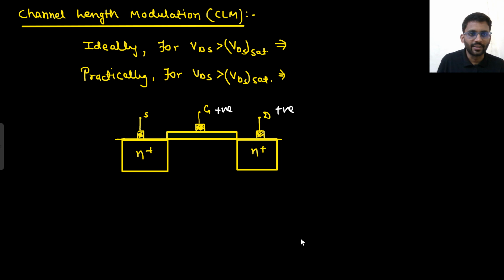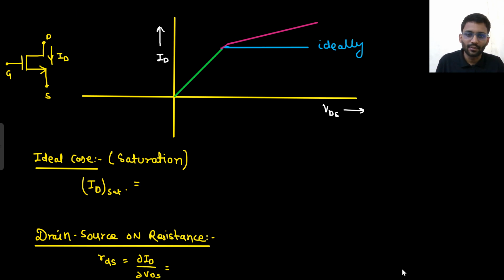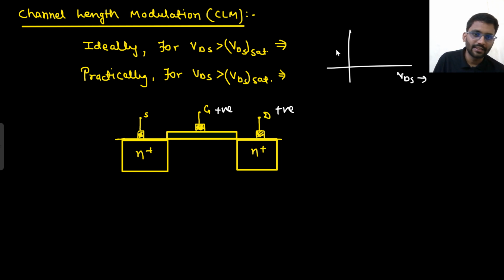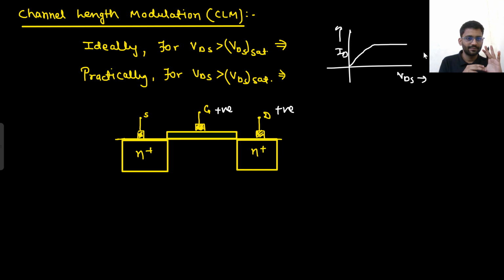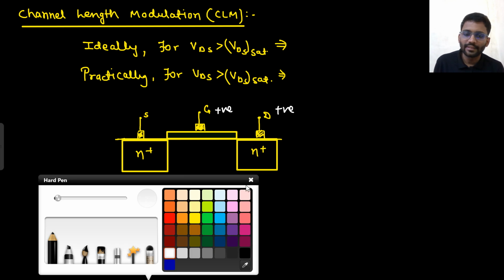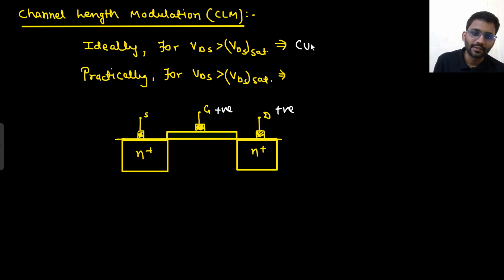So ideally what we have studied? We have studied this graph that for increasing VDS, the current will increase linearly and then it saturates. This is what we have studied. So what we have studied, for VDS greater than VD sat, the current saturates.